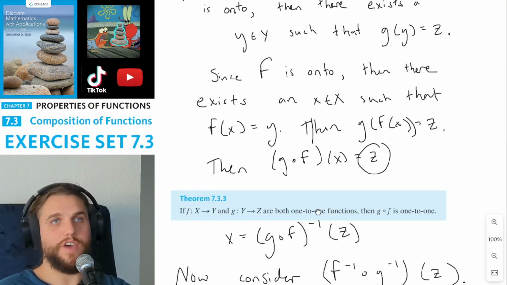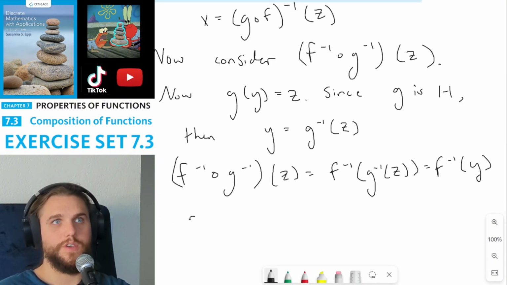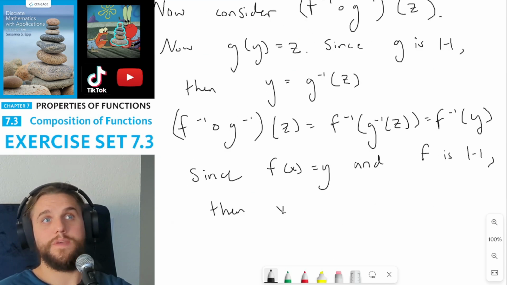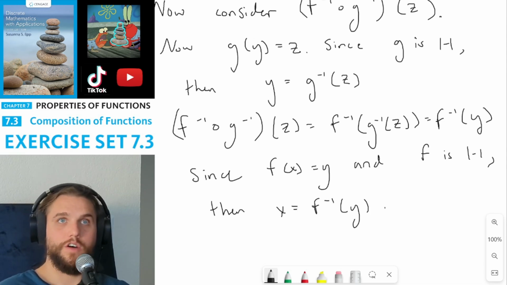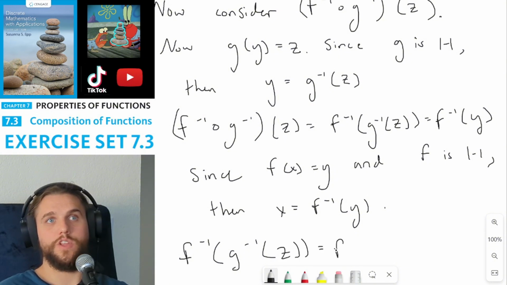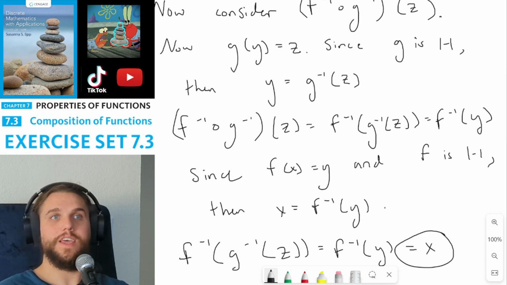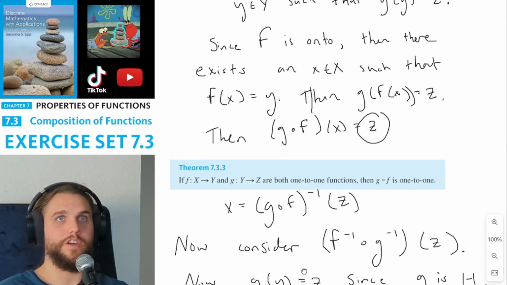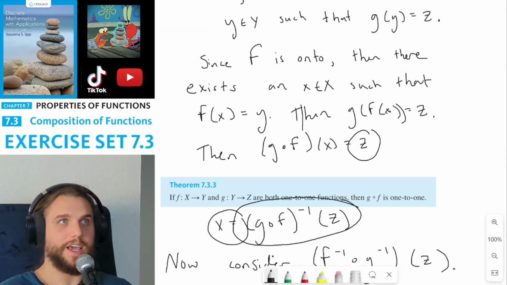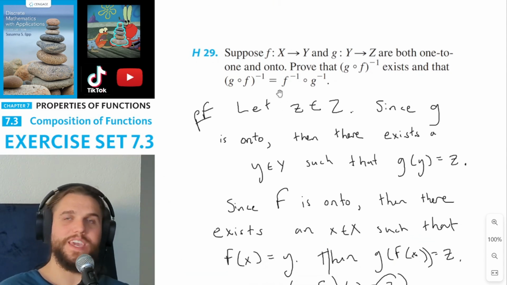Now earlier we said f of x equals y, so since f of x equals y and f is 1-to-1, that means that x equals f inverse of y. x is the only pre-image of y via the function f. So then we can say that f inverse of g inverse of z is really f inverse of y, which is really x. Notice we get x when plugging z into the right function, just as when we plug z into the left function, we also get x. Either way, we get x. And so these functions have to be equal to each other.